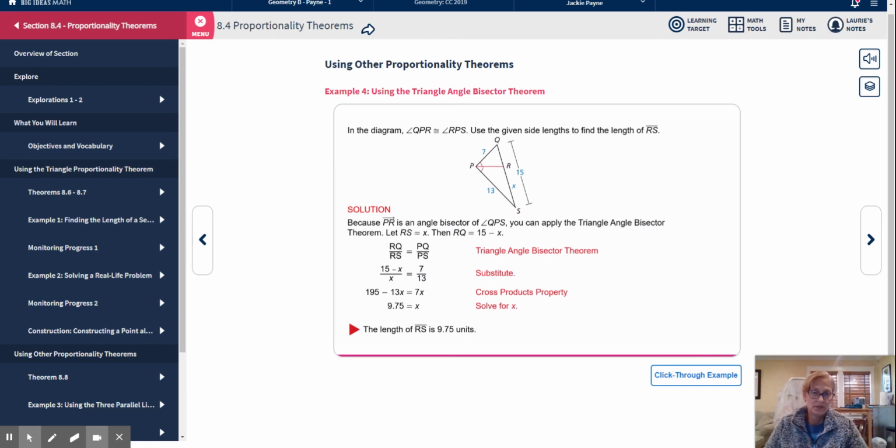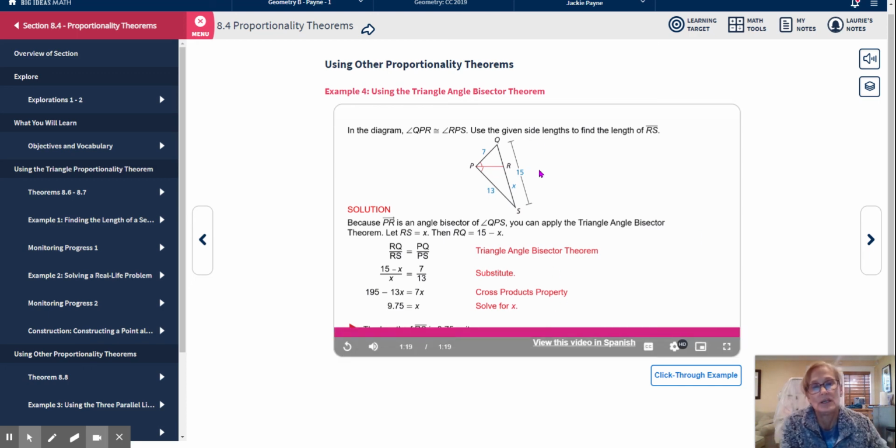So in particular in this example, even though you're given the whole part and you're looking for just part of it, that means the rest of it is the whole part minus the part, 15 minus x. So this is a really powerful tool that you'll use all throughout algebra.